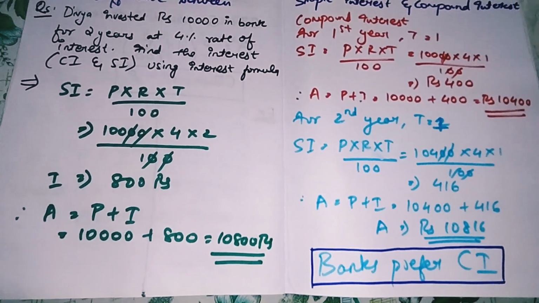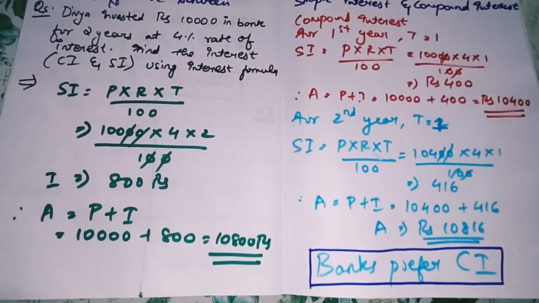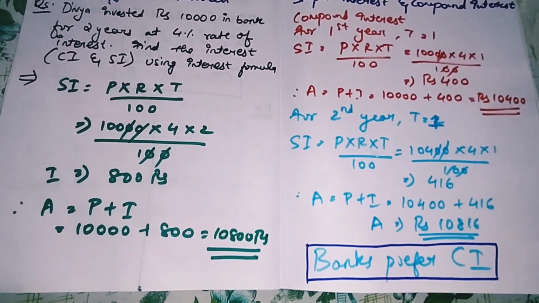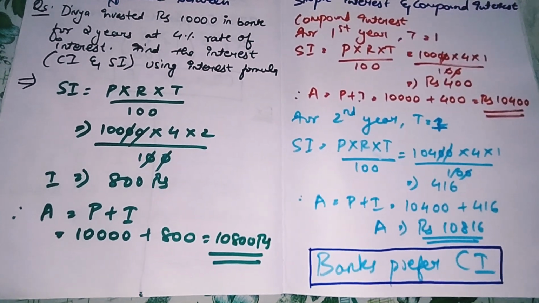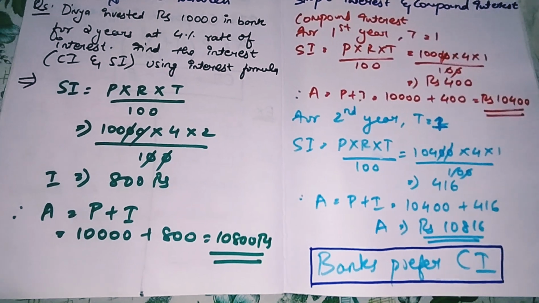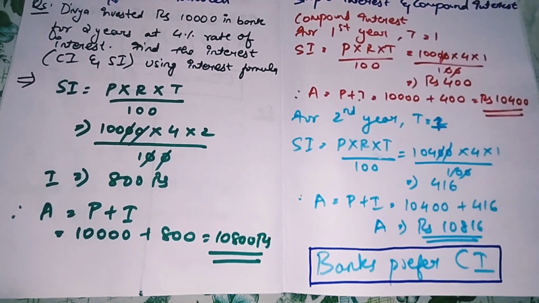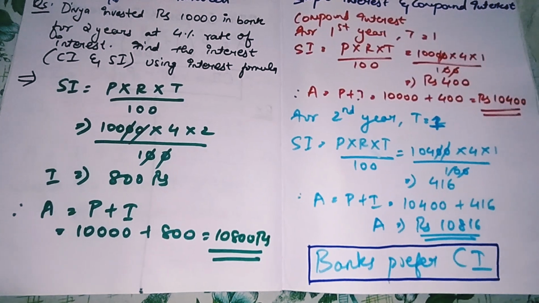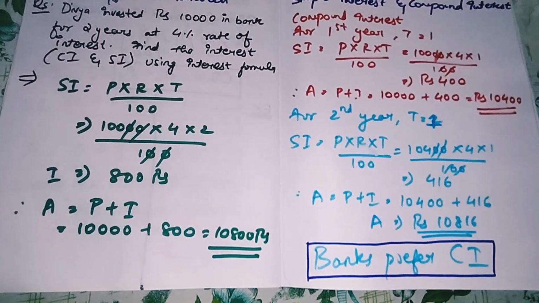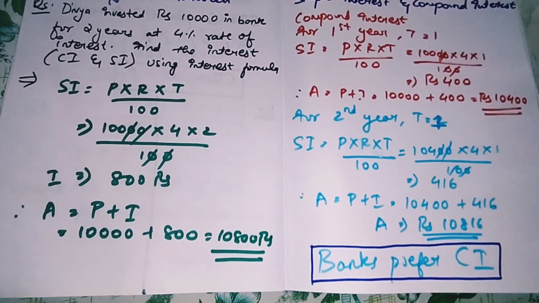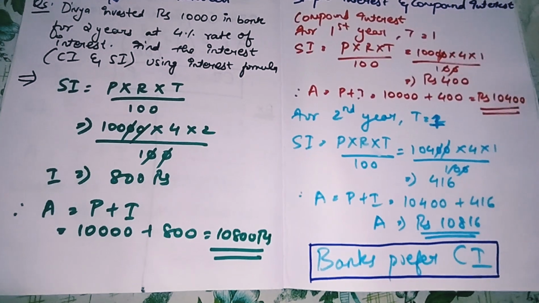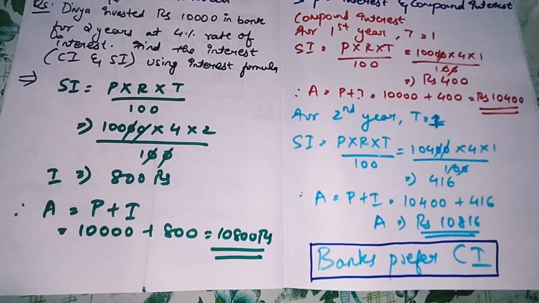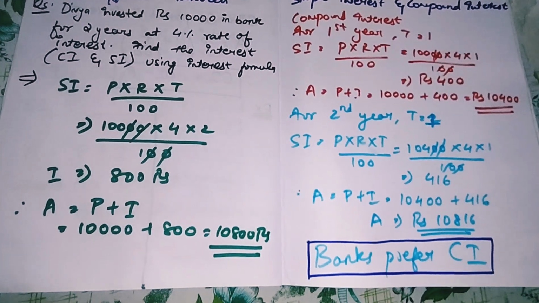Now here is one twist. Whenever we are calculating for the second year, again T is equal to 1, R is equal to 4%, but now the principal we consider will be the amount of the first year. So that is the one main thing in compound interest: the amount of the first year will become the principal for the next year. Further, if we go for T equal to 1 for the third year, fourth year, and so on, the same concept remains. The amount of the first year will be the principal for the next year.